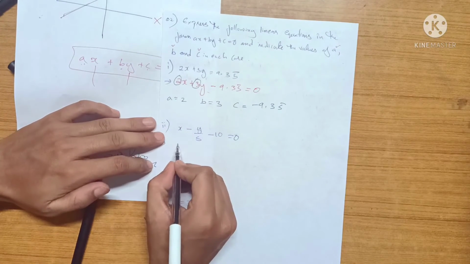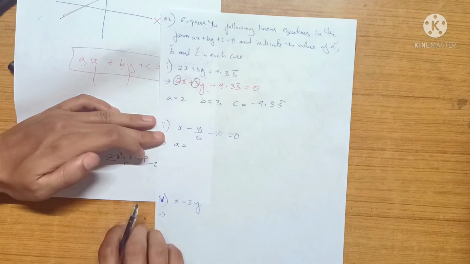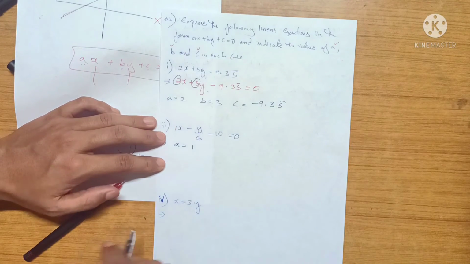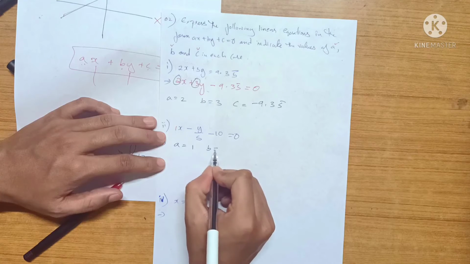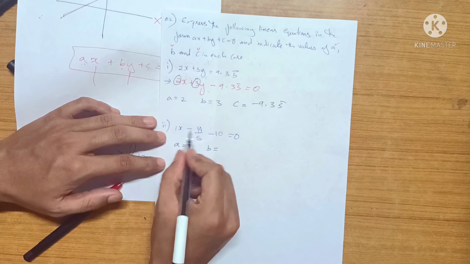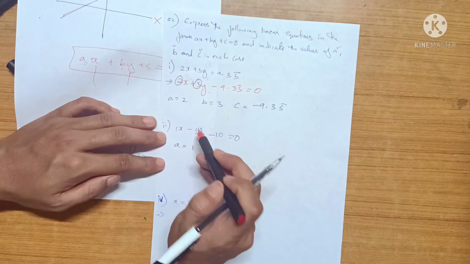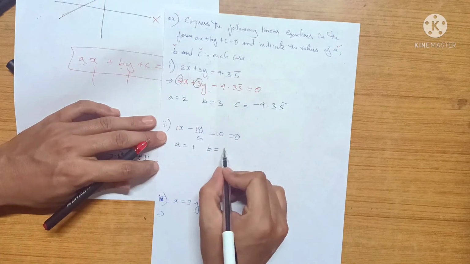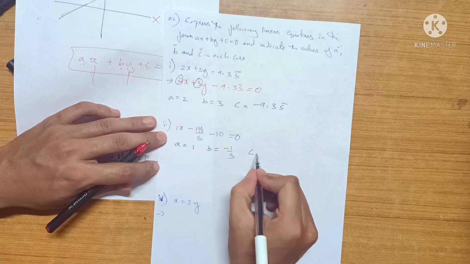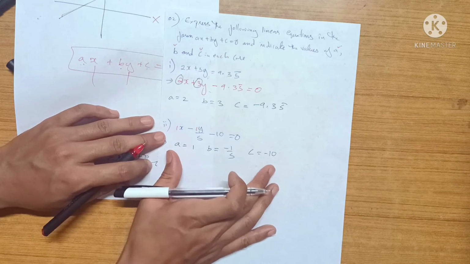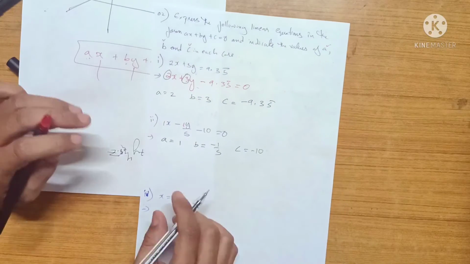Okay, for this case, sorry, a is, nothing is attached here. If nothing is attached here, you can assume it's 1. So 1, and then b is, since y is here, the remaining is nothing attached on the top, so you can assume it's 1, but there's a 5 on the denominator, so you can write minus 1 by 5, and c equal to minus 10. So this is one possible answer, but you're going to be doing multiple choice only, right?